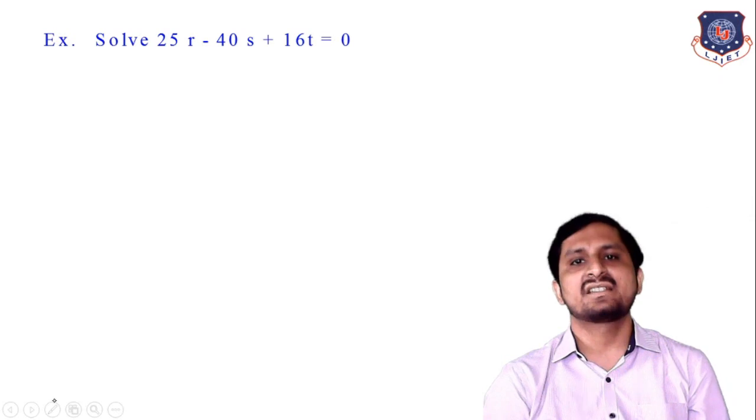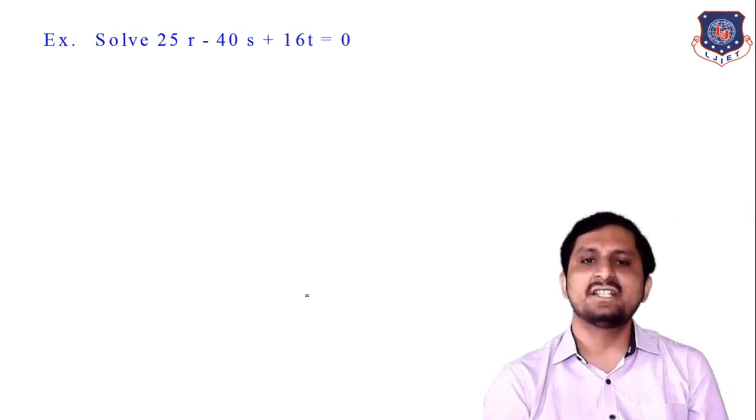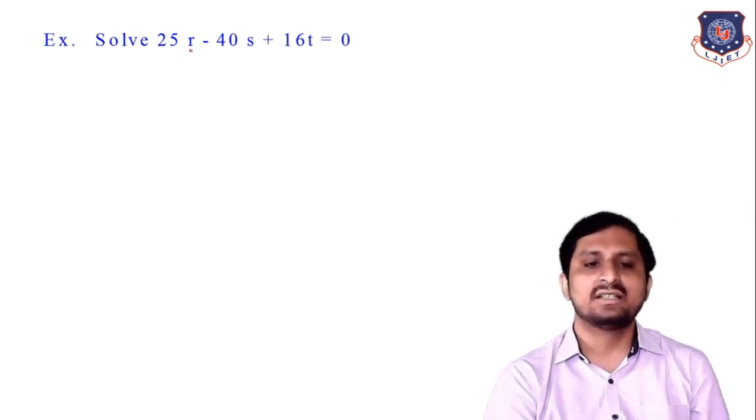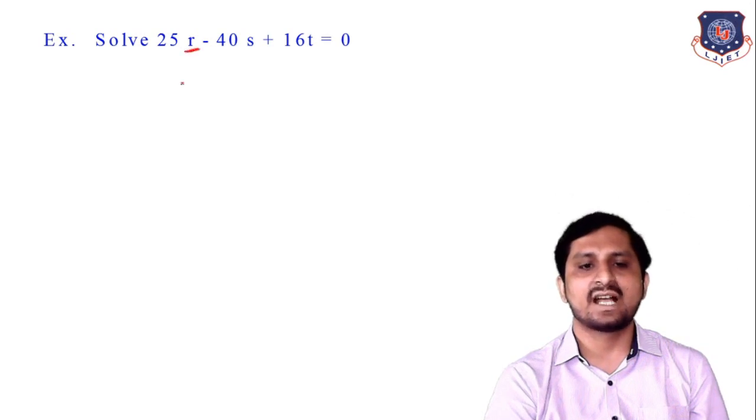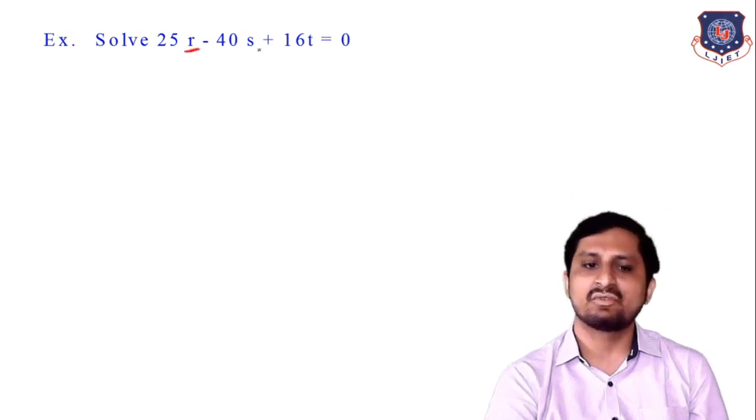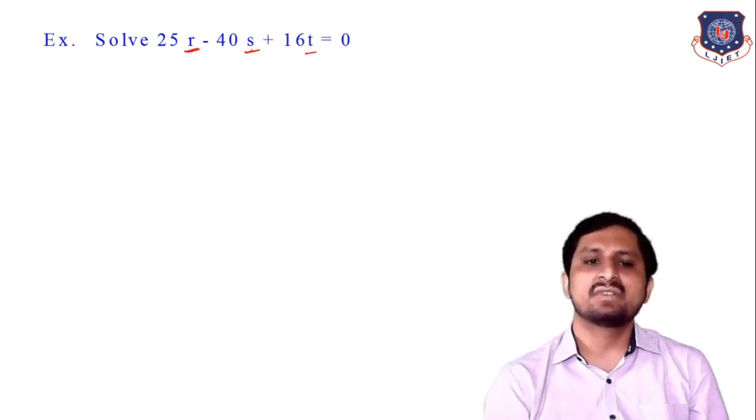25R minus 40S plus 16T, that is equal to 0. Now, these are the standard notation. What is R? R is nothing but del square Z by del X square. What is S? S is nothing but del square Z by del X del Y. And what is T? T is nothing but del square Z by del Y square.